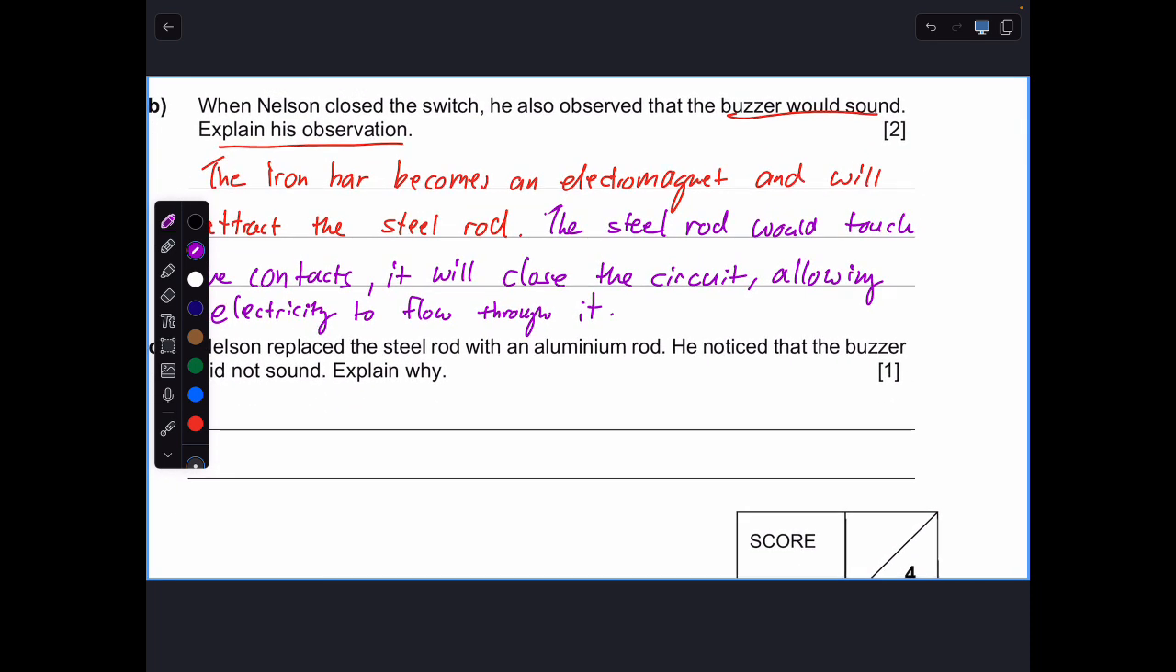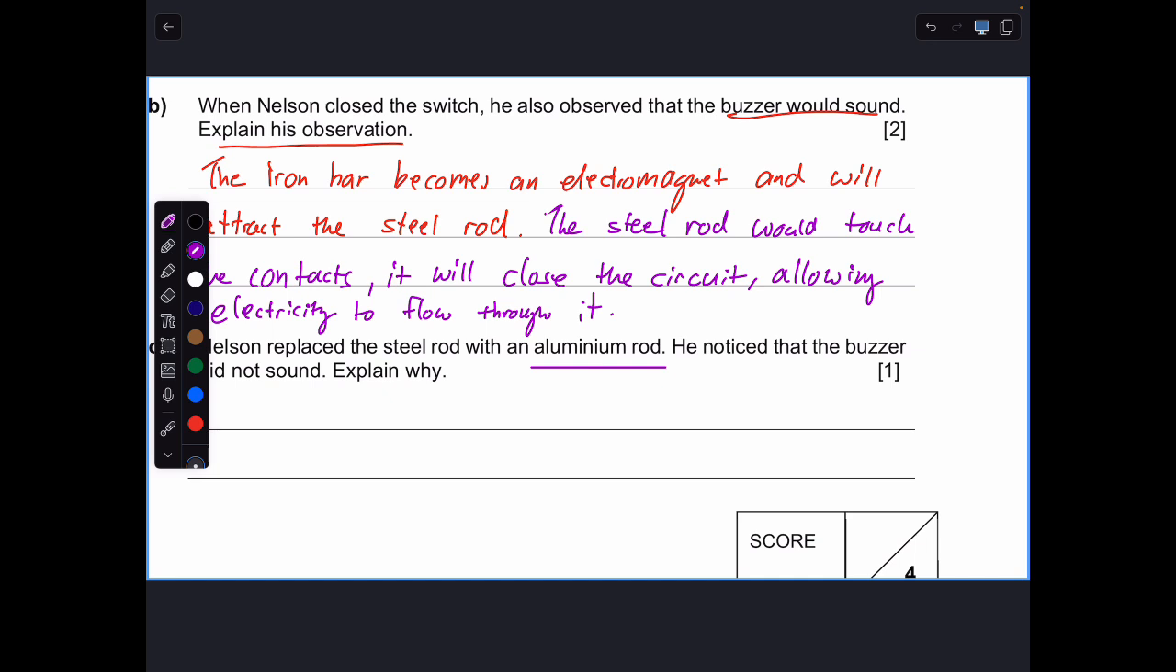Next, Nelson replaced the steel rod with an aluminium rod. He noticed that the buzzer did not sound. Explain why. There is a lot of serious misconception. Ladies and gentlemen, my goodness gracious. Many of you actually told me that aluminium is not a conductor of electricity. That is wrong. It is wrong.